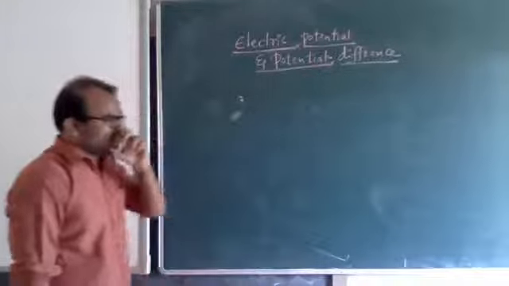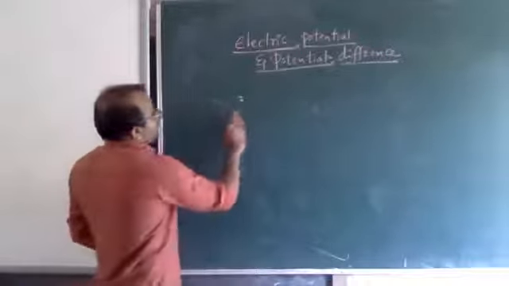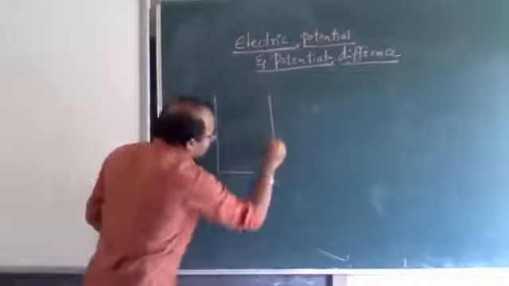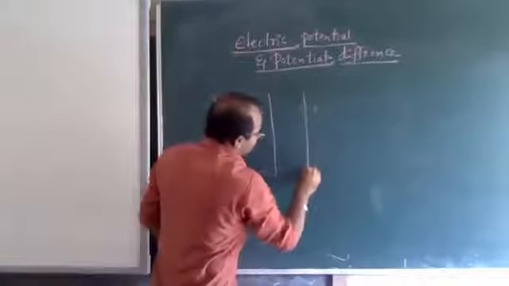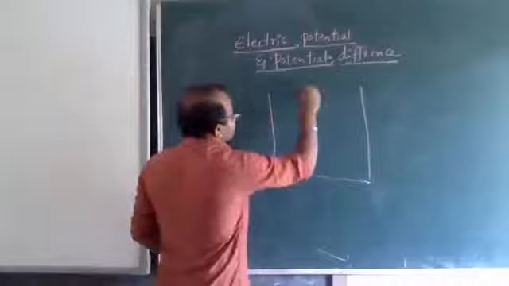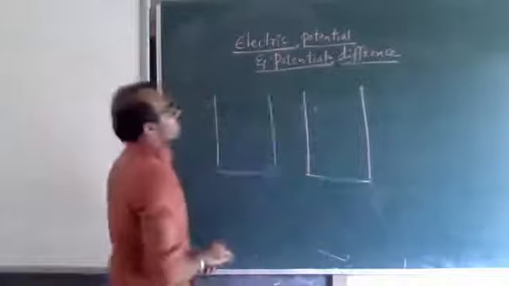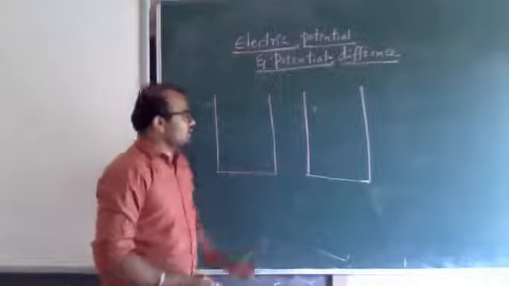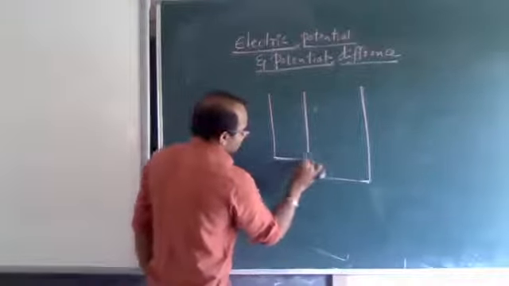Before understanding this, let me tell you one experiment. Suppose I take two tanks, this is one water tank and another water tank I will take. This is to understand potential difference. So one water tank is present and another water tank is present. I will connect them with a pipe.